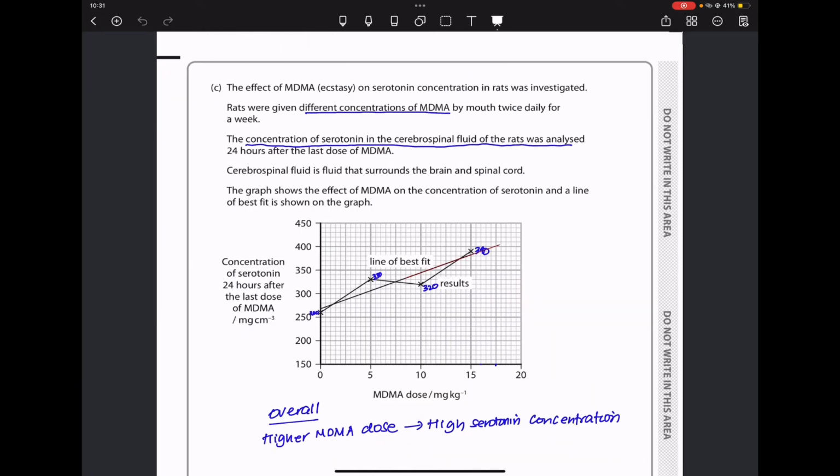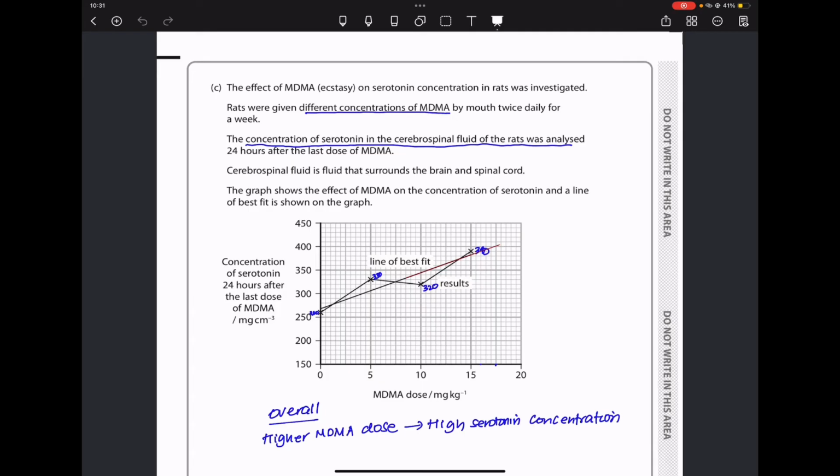In part C, they say the effect of MDMA, which is ecstasy, on serotonin concentration in rats was investigated. The rats were given different concentrations of MDMA by mouth twice a day for a week. The concentration of serotonin in the cerebrospinal fluid of the rats was analyzed 24 hours after the last dose of MDMA. Cerebrospinal fluid is fluid that surrounds the brain and the spinal cord.